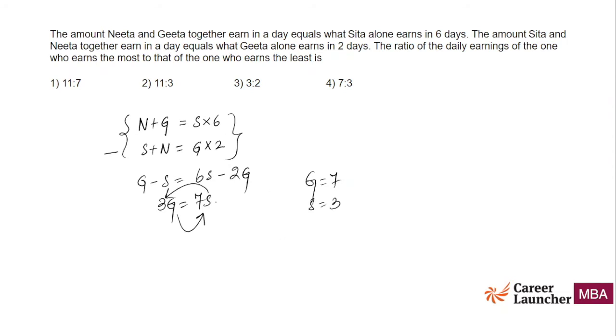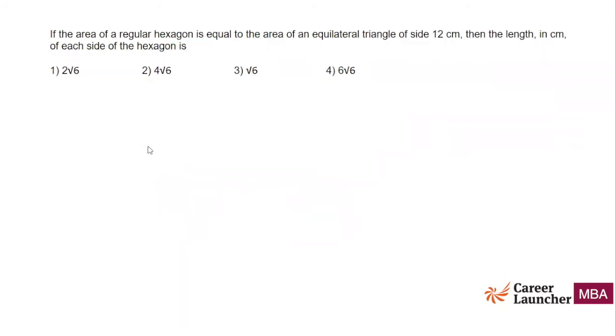Let's figure out the value of N by putting it back. So G is 7 and S is 3. So 14 minus 3, N becomes 11. So to figure out the ratio of the one who earns the most to the one who earns the least, it is 11:3.